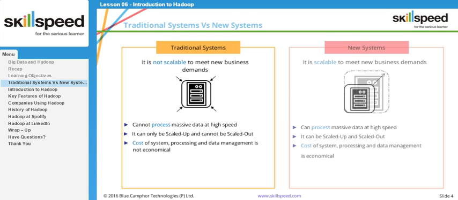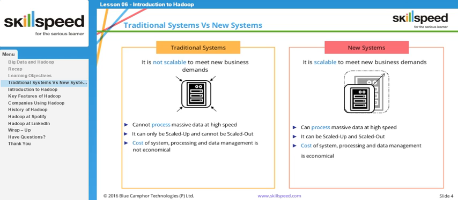So we have traditional systems and new systems. When you say traditional systems, they usually depend on a single machine. No matter whether you're talking about a web server, an application server or a storage server, usually the activity is done on a single machine. That means, just like we have seen in the previous lesson, it is limited to scaling up.